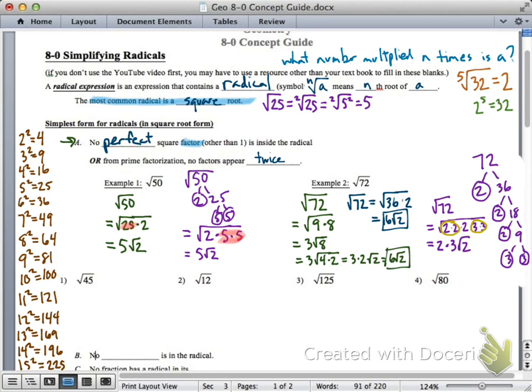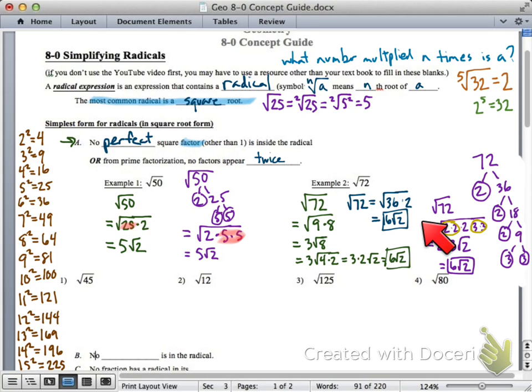The prime factorization method over here in purple, 72 breaks down into 2 times 2 times 2 times 3 times 3. What factor is being multiplied in there twice? Well, there's 2 2's. There's actually 3 2's, but we can pull 2 of those out, and we can pull 2 of the 3's, to get a 2 and a 3 coming out. And then this lonely little 2 stays in, so we're left with 2 times 3 square root of 2. Simplified, of course, is 6 square root of 2.